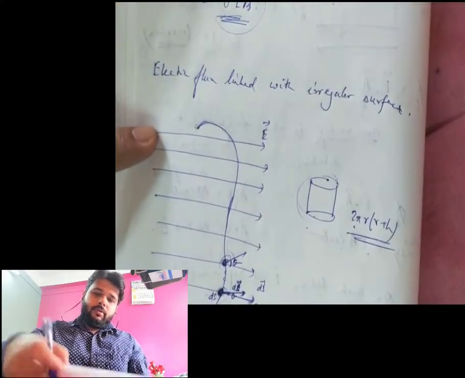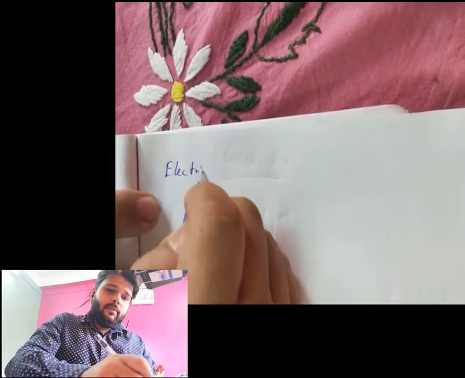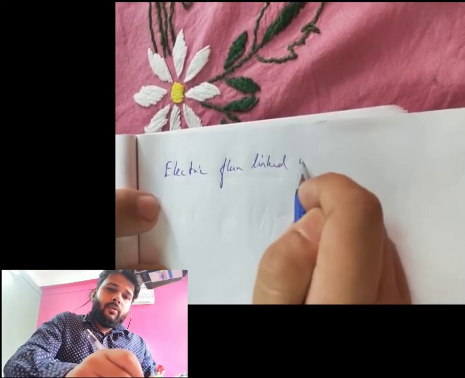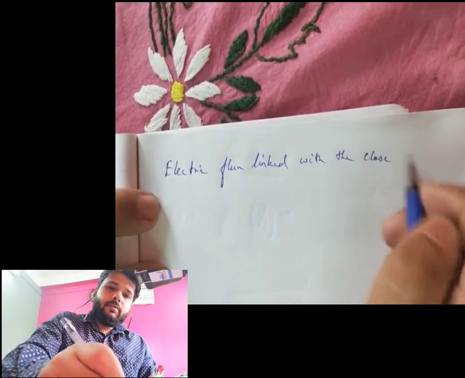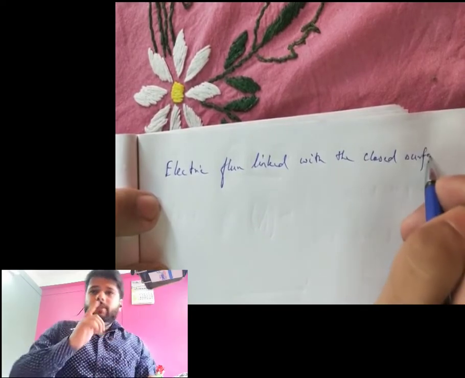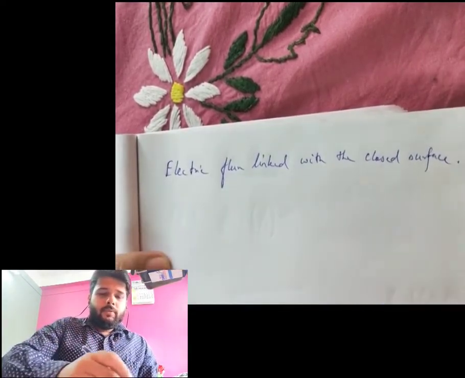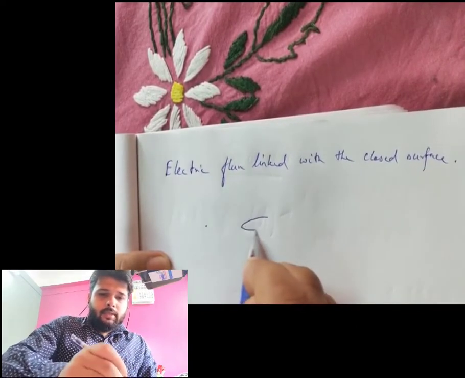So here we got a formula, E cos theta times the integral of ds. Okay, next, electric flux linked with the closed surface. Electric flux linked with the closed surface. Suppose there is a cylinder.